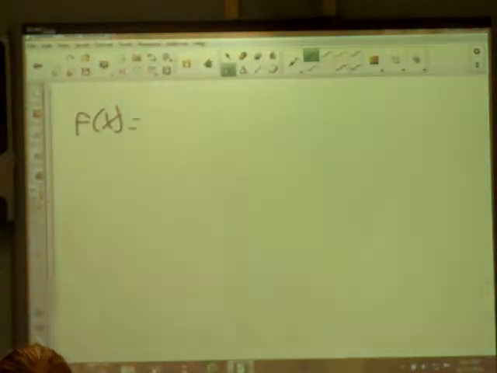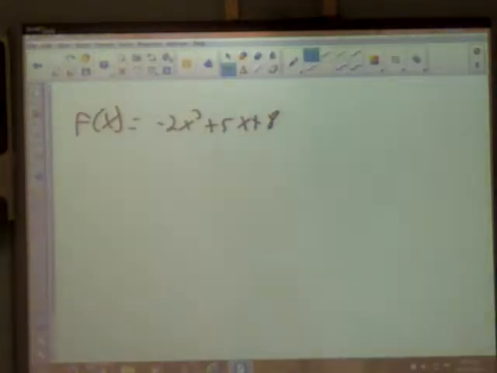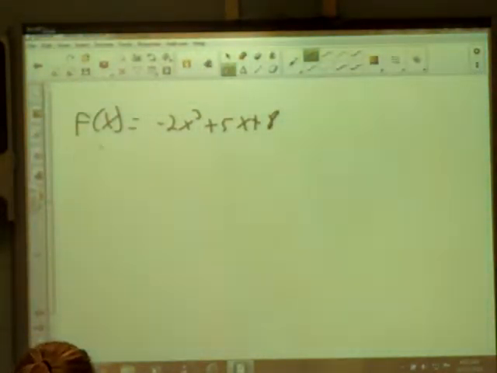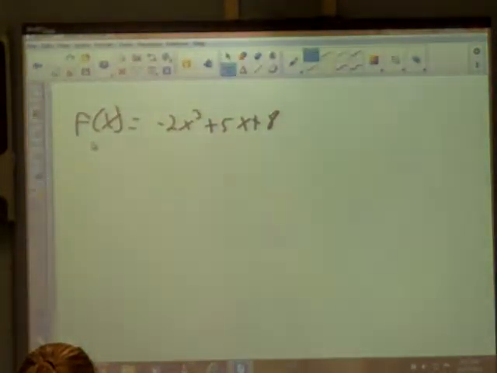f of x is equal to negative 2x cubed plus 5x plus 8. All right, with that polynomial function, we're going to first off decide whether or not it is a function, and I know that because this is written in function notation. Remember, f of x is the same as y, but they sometimes use f of x to tell you it's a function. So I'm going to try to decide if this function is a polynomial function. Okay? Then if it is, I'm going to write it in standard form.